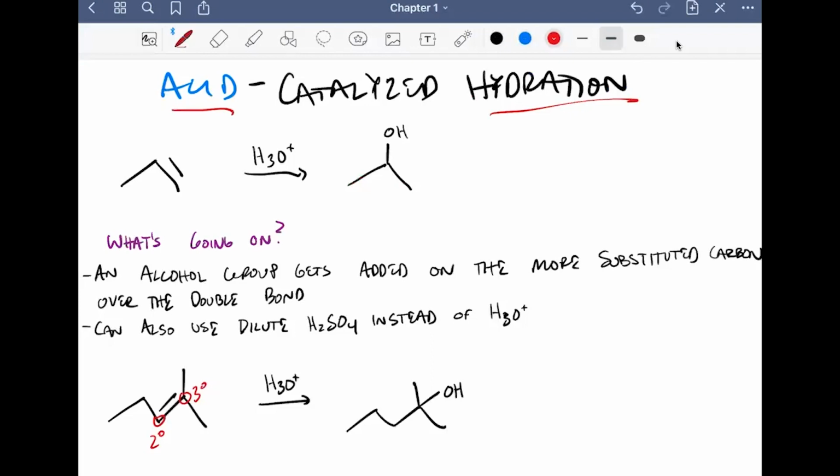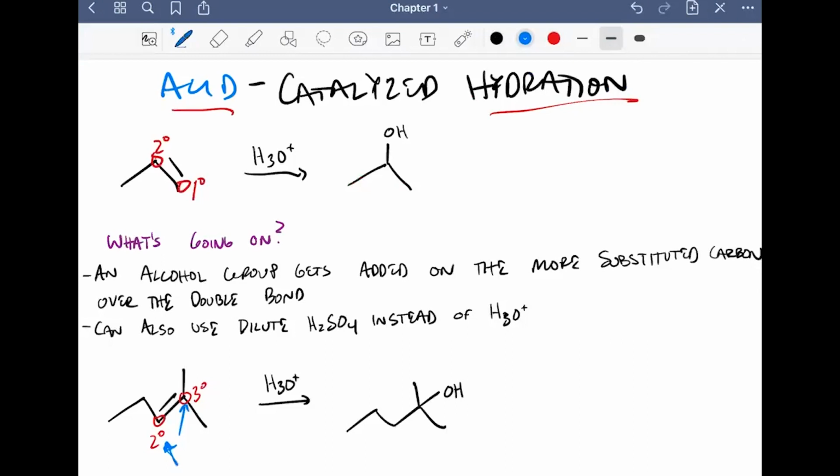But they both do the same thing. So in my example right here, we have a secondary carbon and we have a primary carbon, and that alcohol gets placed on the secondary carbon. Same thing right here, we have a tertiary and we have a secondary, so that alcohol will be placed right there. And you can see for most of these reactions, I guess pretty much all of them, that the double bond gets taken away in place of something. It just matters where and on what substituted carbon you're placing it on.